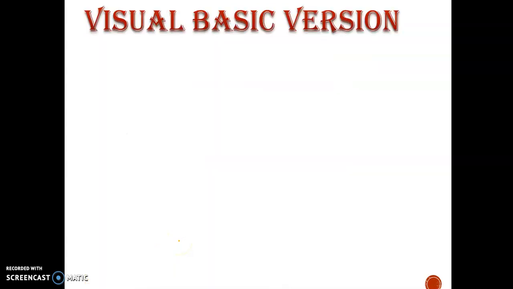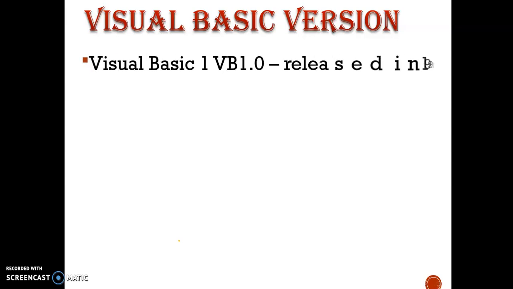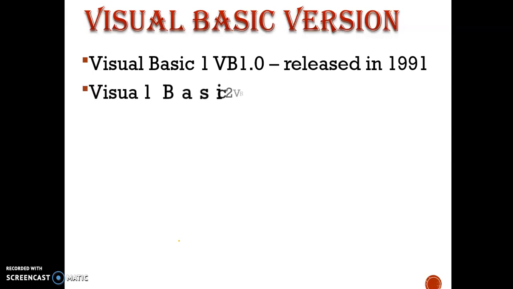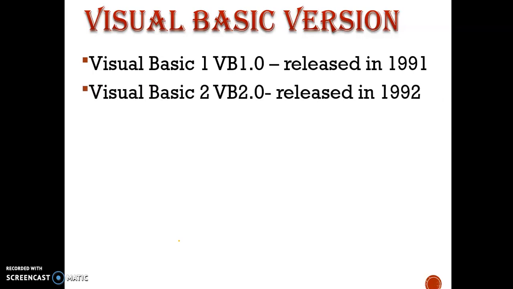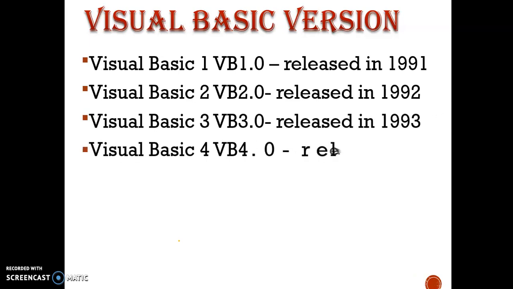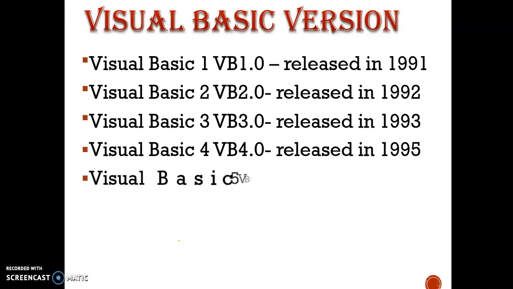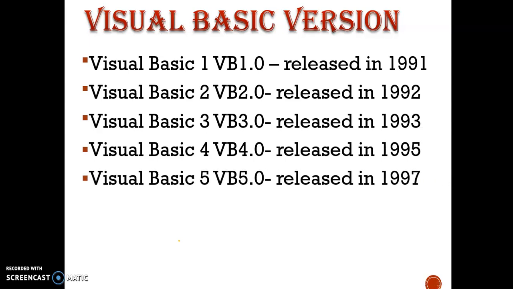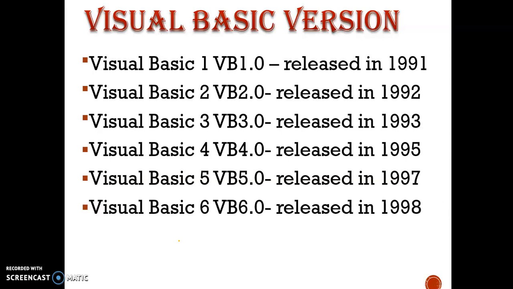So, meron tayo iba't ibang klase ng version ng Visual Basic. The first one is the VB 1.0. It was released in 1991. The Visual Basic 2.0 released in 1992. VB 3.0 in 1993. VB 4.0 released in 1995. VB 5.0 released in 1997. And the VB6 was released in 1996.